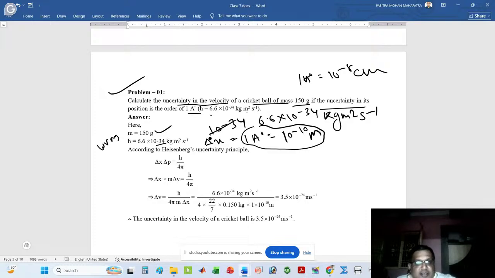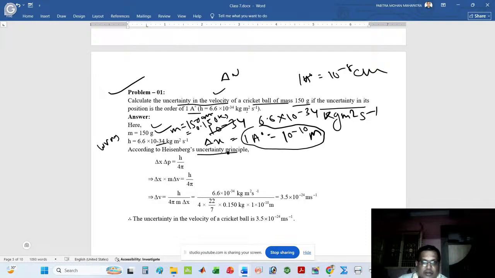Here del x, the uncertainty in position, is given. Our target is to find the uncertainty in velocity, that means del v. Another term given is the mass, 150 gram. In kg you can write 0.150 kg. Already I have written mass is equal to 150 gram, you can convert it into kg.